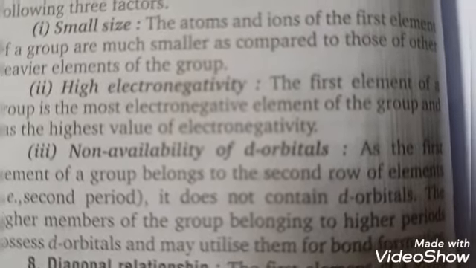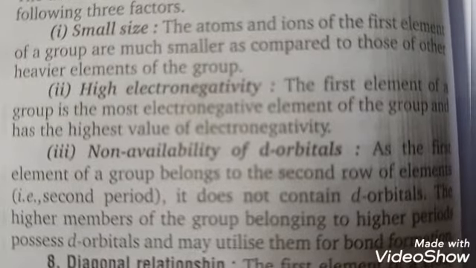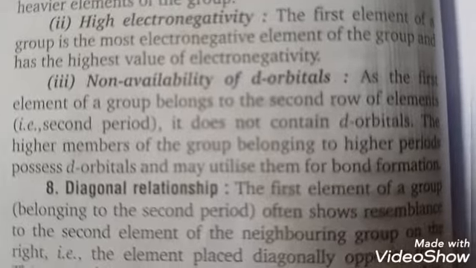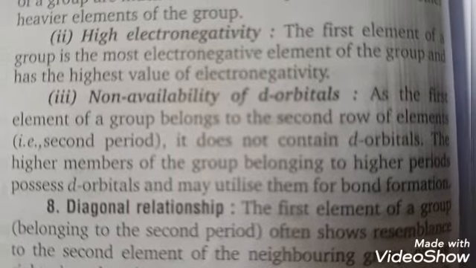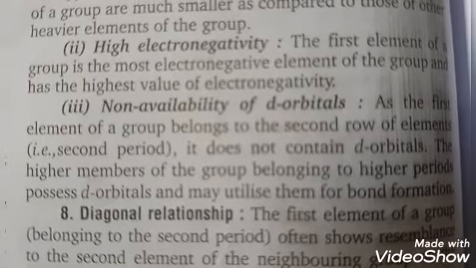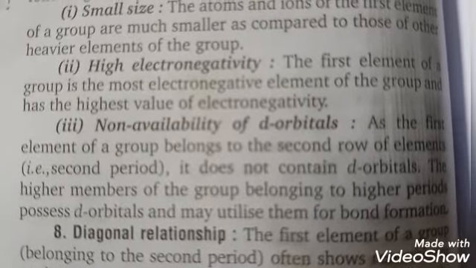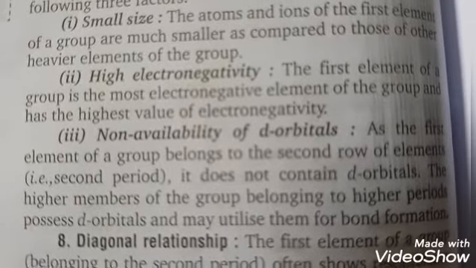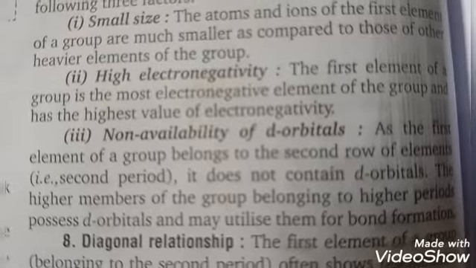High electronegativity. The first element of a group is the most electronegative element of the group and has the highest value of electronegativity. Non-availability of d orbitals. As the first element of a group belongs to the second period, it does not contain d orbitals. The higher members of the group belonging to the higher periods possess d orbitals and may utilize them for bond formation.